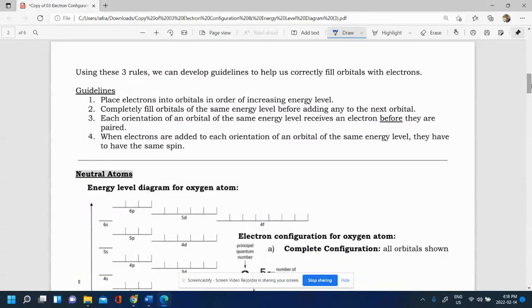So the guidelines are over here. We want to place electrons into orbitals based on increasing energy levels, so from smallest to biggest. And as we saw earlier, that was the Aufbau principle.